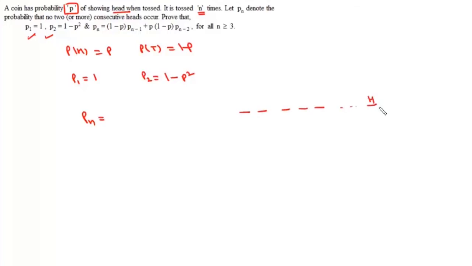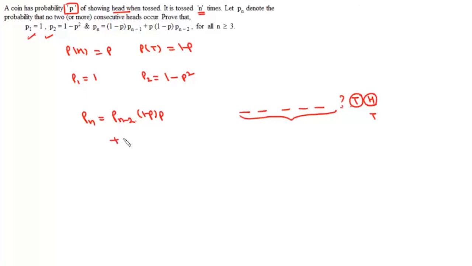suppose this is the nth toss, it can result in either heads or tails. Now if it has resulted in heads, here it must be tails. Now here it could be anything. Now this arrangement is nothing but Pn minus 2. So it will be Pn minus 2 into the probability of getting a tails, which is 1 minus P, into the probability of getting a heads, which is P.